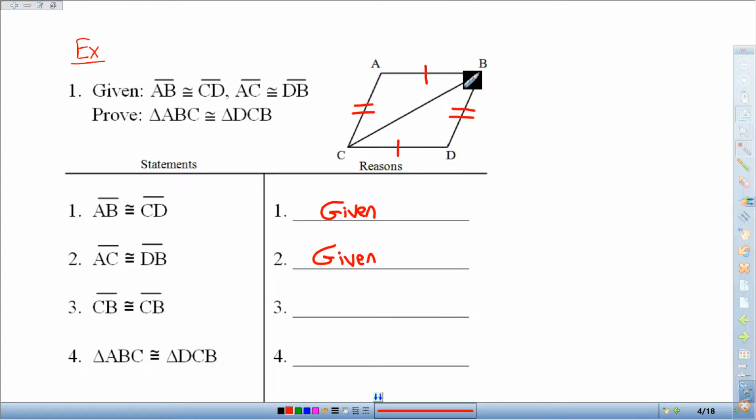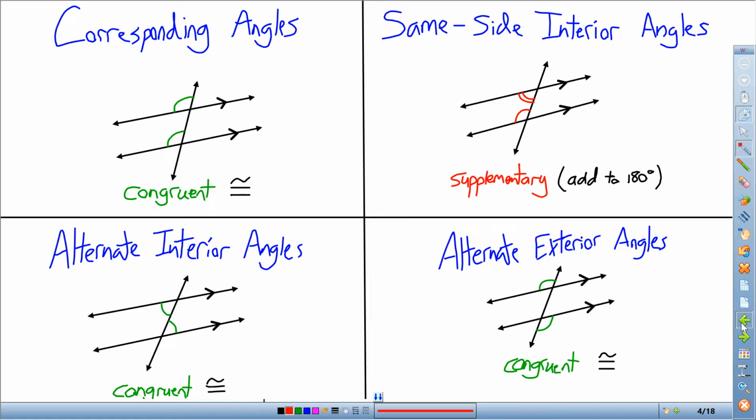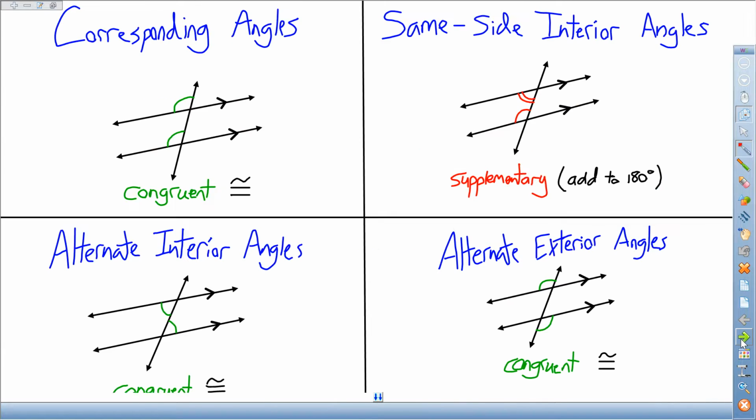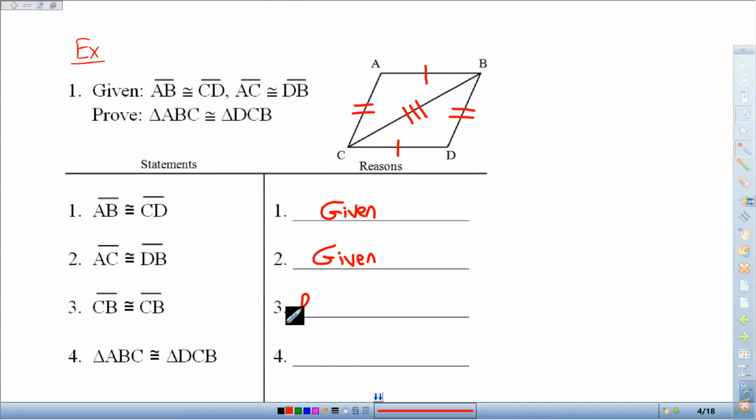You might notice these triangles share a side length. That side is congruent to itself, and that is our next statement: segment CB is congruent to segment CB. Anytime we use that, just a reminder, the reason is what's called the reflexive property.